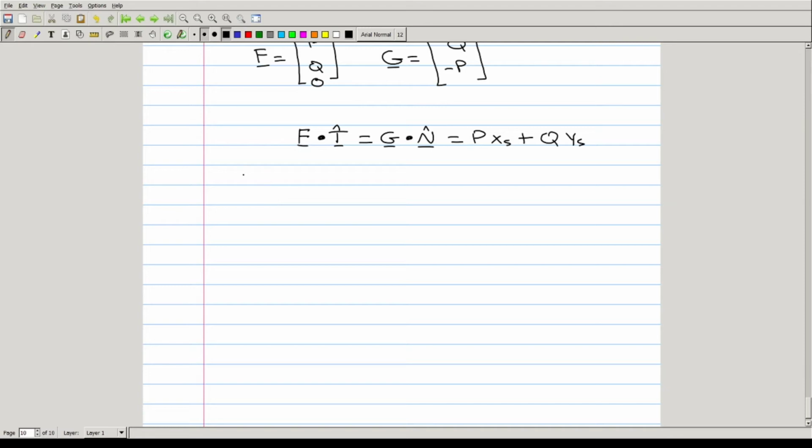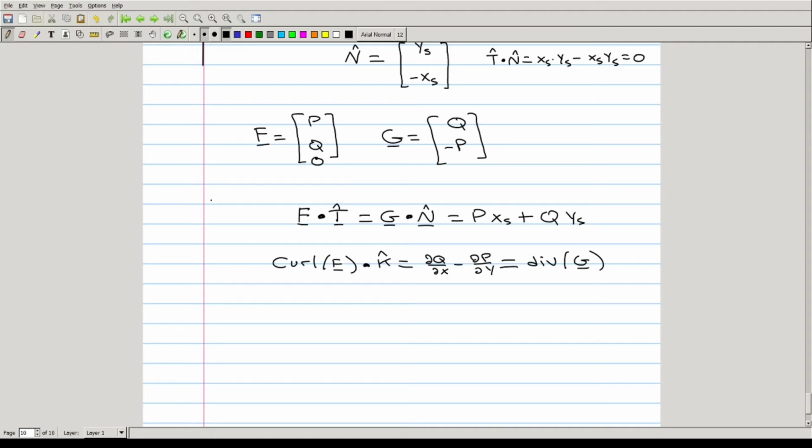And in what we're about to do, it's important to also note that the curl of the vector field F dotted with k hat, which is equal to dQ/dx minus dP/dy, is the same thing as the divergence of G. You should check all of these. I want you to go through and make sure that all of these things that I've written down check out and are correct. But I guarantee they are definitely correct. You can see that directly. The x derivative of G is dQ/dx plus the y derivative of G, which is negative dP/dy. So this is exactly a direct check that I just did.